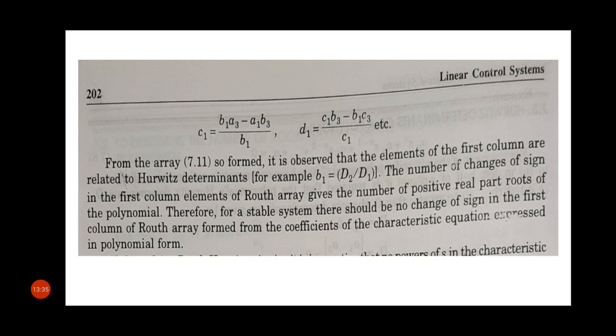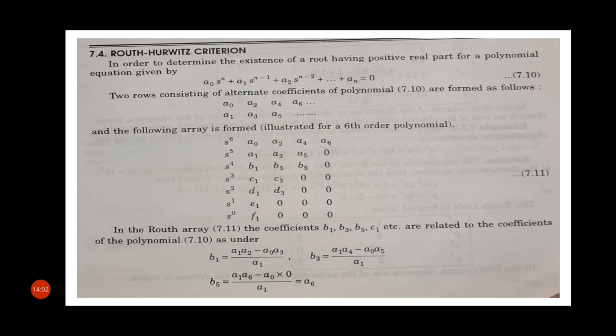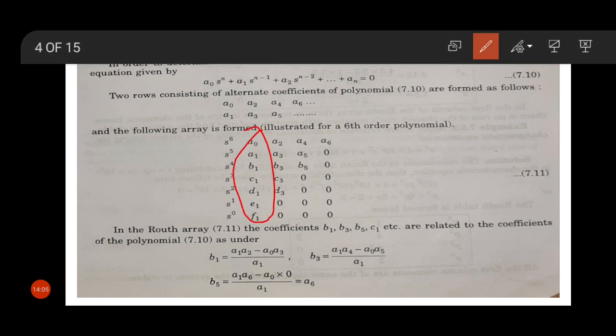Okay, so from the array formed, it is observed that the elements of the first column are related to Hurwitz's determinants. The number of changes of sign in the first column elements of the Routh array gives the number of positive real part roots of the polynomial. The first column means this column. If there is a sign change, the number of sign changes indicates the number of roots present in the right half of the S-plane.